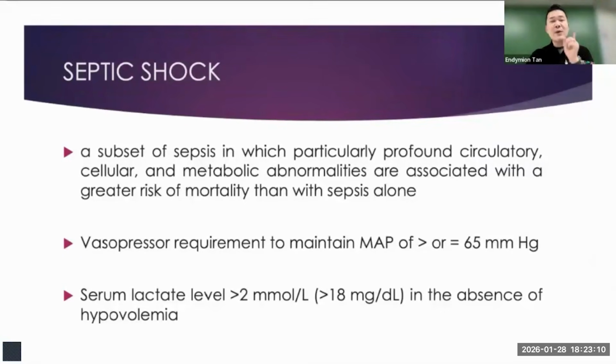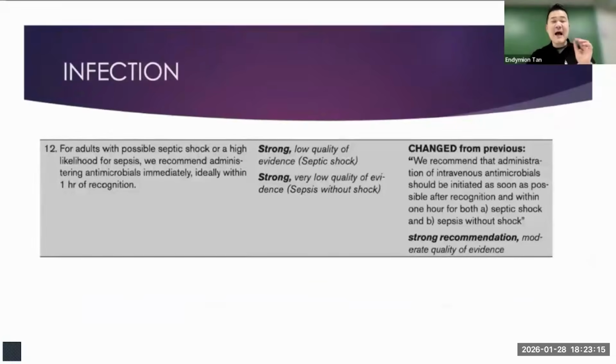Very important, before we go to the management, we should be able to recognize sepsis and septic shock, because from the infectious disease standpoint, we will focus on the infectious management in this guideline. For this item, this has been changed from the previous one. For adults with possible septic shock or high likelihood for sepsis, we recommend administering antimicrobials immediately, ideally within 1 hour. This is not a new item, but it was changed from the previous recommendation, because in 2016 it received a strong recommendation with a moderate quality of evidence. But in 2021, they changed it.